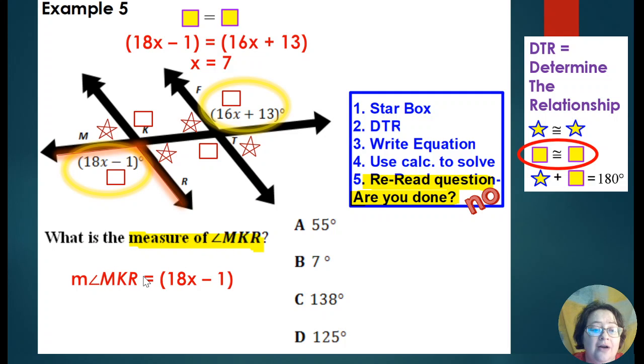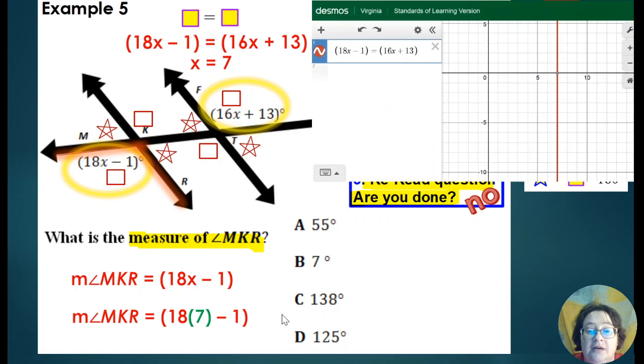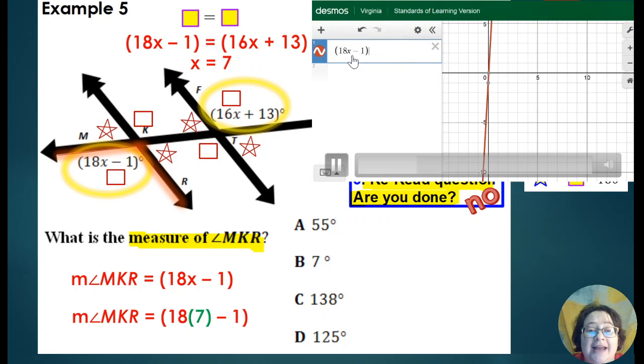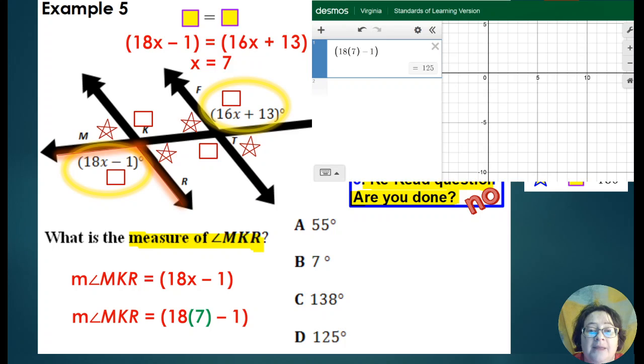So, angle MKR is going to be 18x minus 1 in parentheses. So I need to plug in my value of x in place of x here. So I know the measure of angle MKR is going to equal 18 times, instead of x, I put 7 in parentheses, minus 1. So what I can do is I can bring Desmos back up. I can delete out what I have written here. In this case, I can actually delete out my right side because I need 18x minus 1, but instead of x, I'm going to delete that out, and then I'm going to put 7 in parentheses. And you notice it gives me my answer right here at the bottom, 125. So now that I have that, I can circle my answer on my paper, and I'm finished.